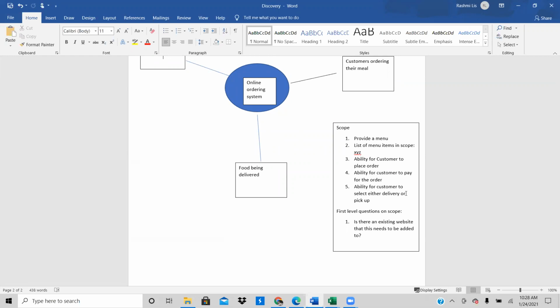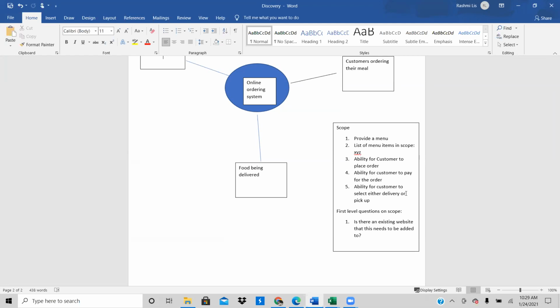List of menu items in scope. So I would first glance, without even meeting the stakeholder or my customer, say, all right, these could be the menu items: ability for the customer to place the order, ability for the customer to pay for the order, ability for the customer to select either delivery or pickup. Okay.